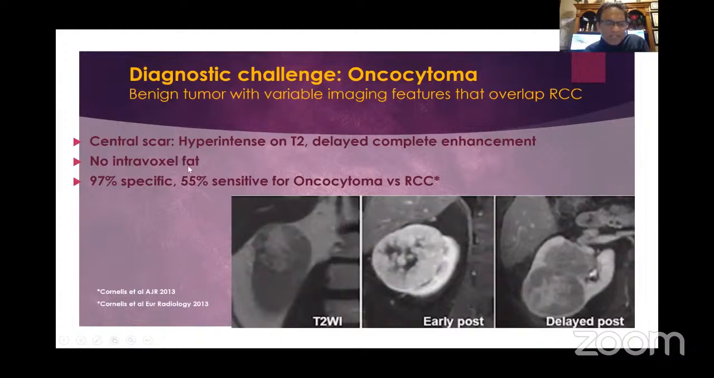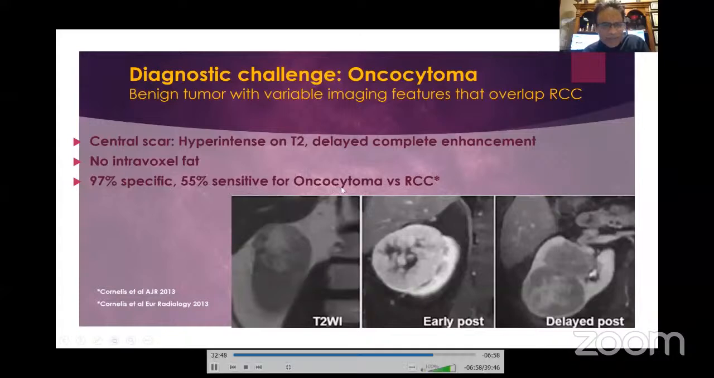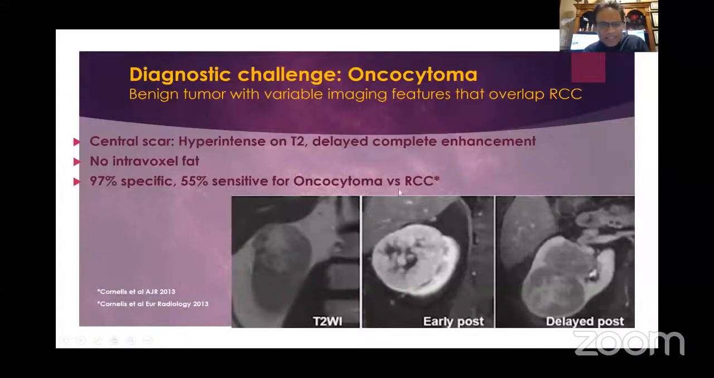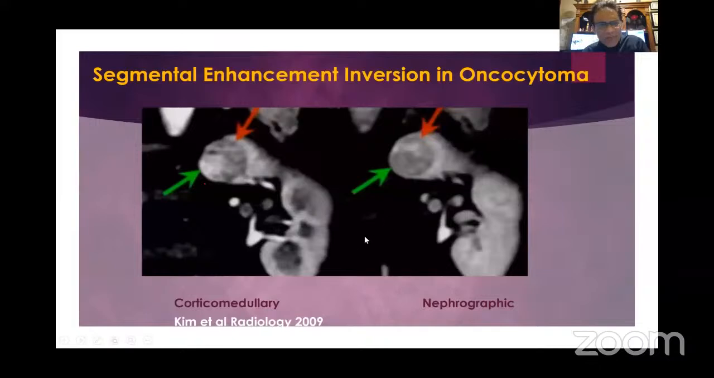Now, intravoxel fat, that is, on out of phase not showing low intensity, was 97% specific and 55% sensitive in patients with oncocytoma versus renal cell carcinoma based on these two studies. So a very powerful feature to differentiate this from clear cell type renal cell carcinoma.